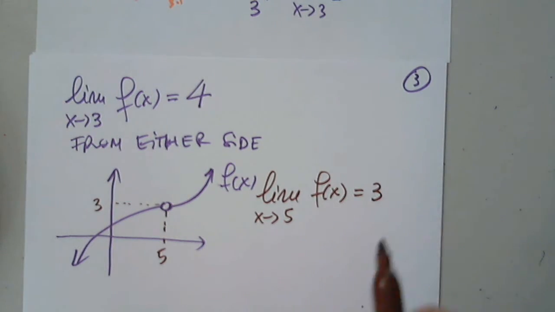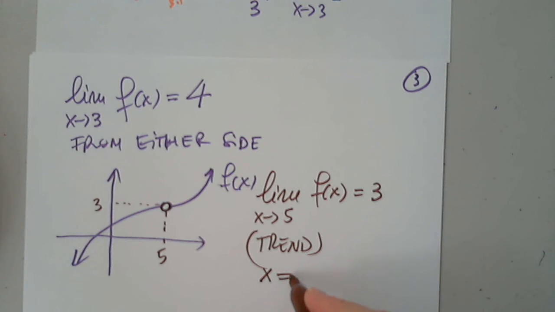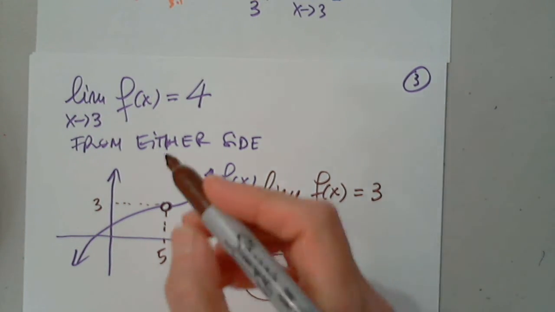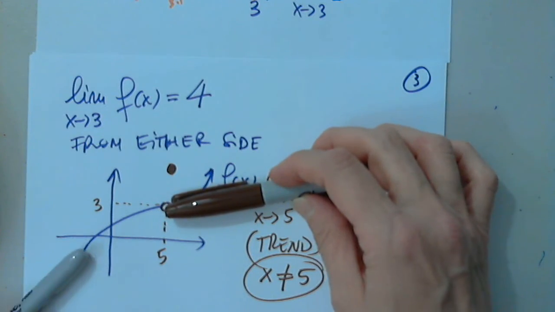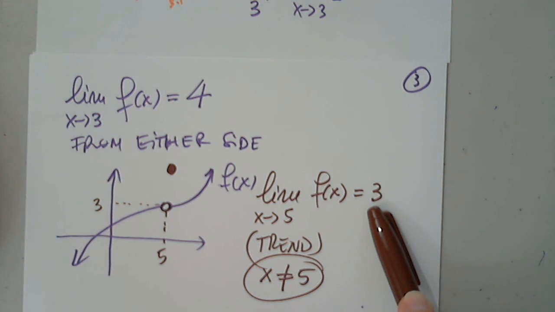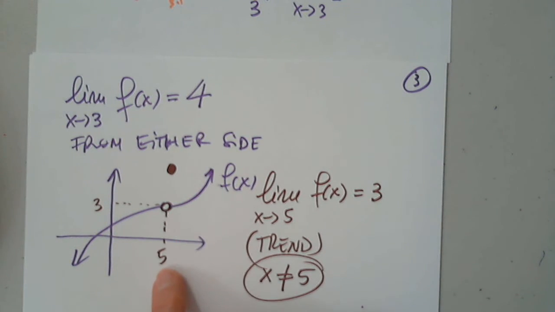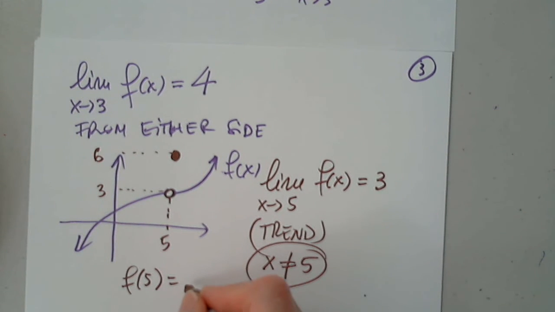3. That's it. Although the function does not exist at this point, we don't care. We are talking about trend. And when we say x approaches 5, we specifically mean x does not equal 5. We don't care whether the function is defined here or not. The tendency from the left is 3. The tendency from the right is 3. So the limit is 3. Not the value. If I ask you how much is f of 5, what will you say? Three. F of 5, not the limit. Oh, then 6. That's it.